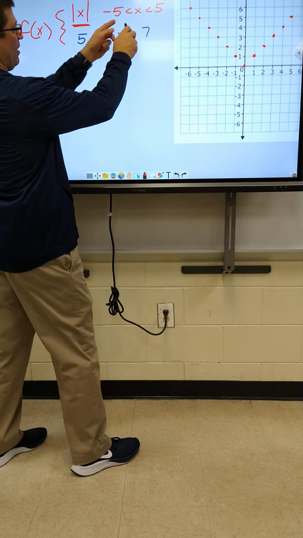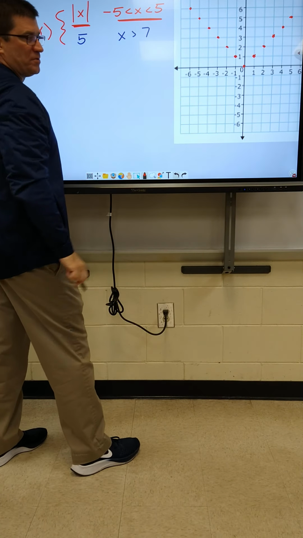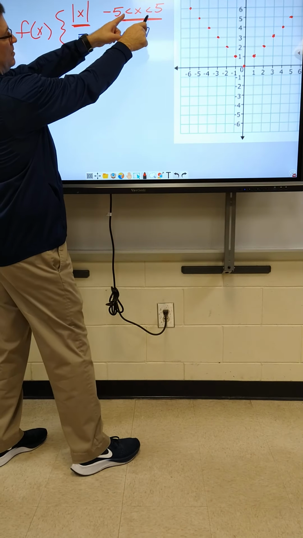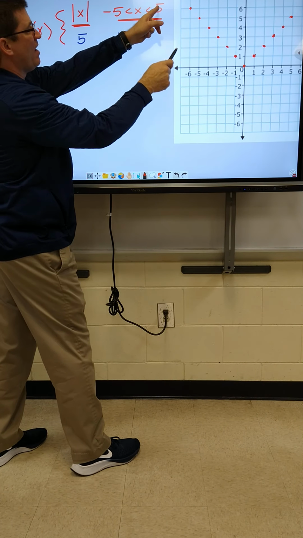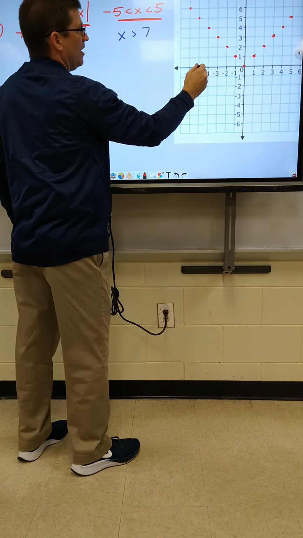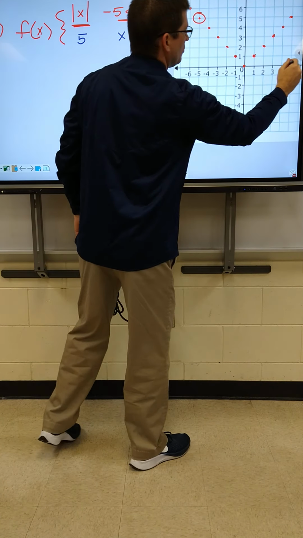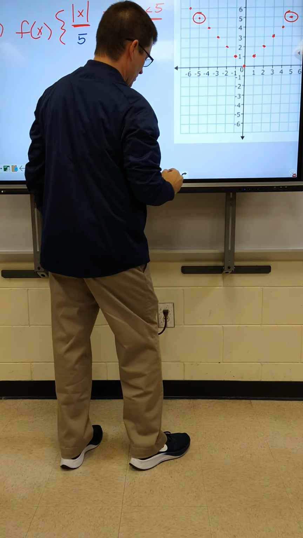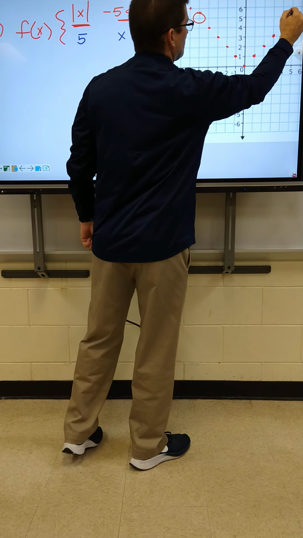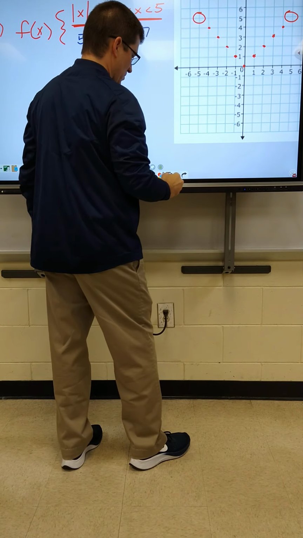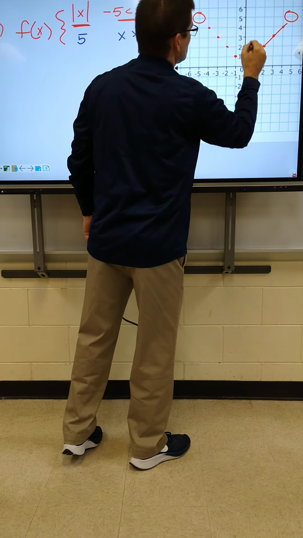Okay, now look at this part. Are we going to have open circles or closed circles? Open circles at -5 and at +5. So, -5, open circle, +5, open circle. Try to erase the points if you have them inside the circle. All right, draw a line in between and you're good.